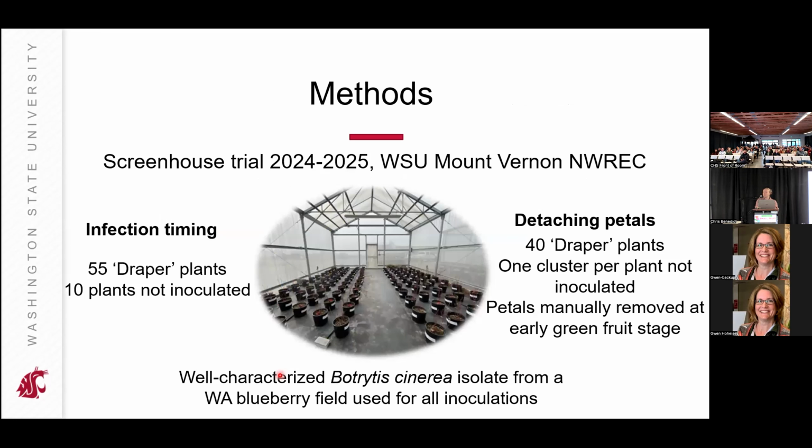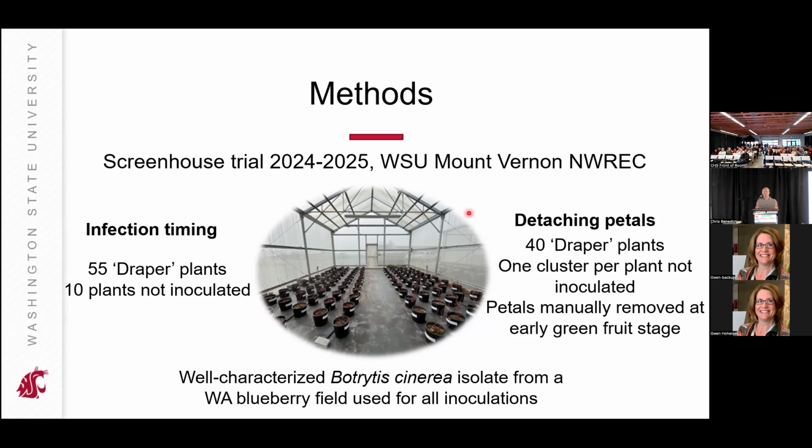To achieve both of these objectives, we are conducting screenhouse trials. So the first trial was this past season, 2024, and then we're going to repeat it in 2025. And these trials occurred at the WSU Mount Vernon NREC in a screenhouse, so enclosed but open air. And for the infection timing objective, we dedicated 55 Draper plants, again, thanks to Fall Creek for providing those. And we left 10 plants not inoculated, so those served as our control plants.